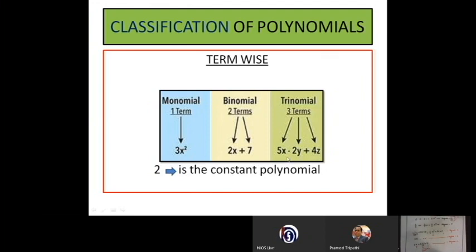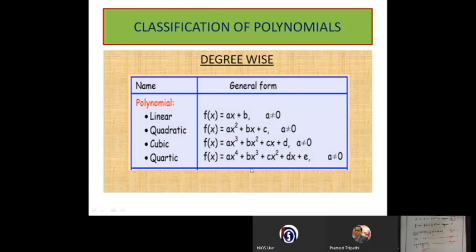In the case of the binomial 2x plus 7, x has the exponent 1. So the degree of the first term 2x is 1, or the degree of this polynomial is 1. Hence it is a linear polynomial.